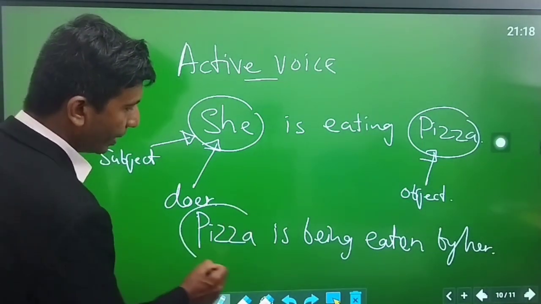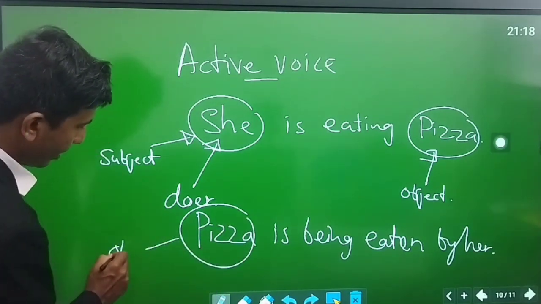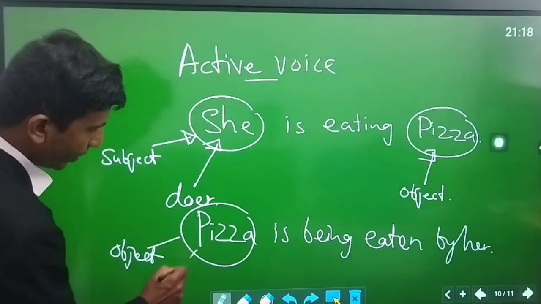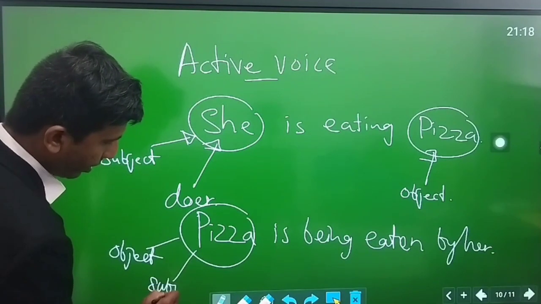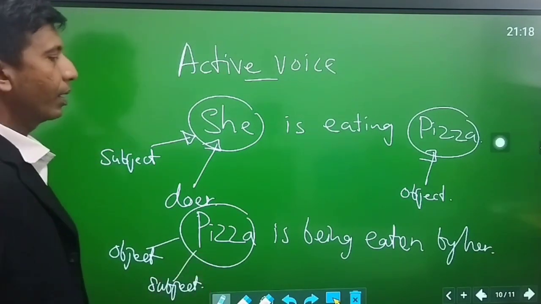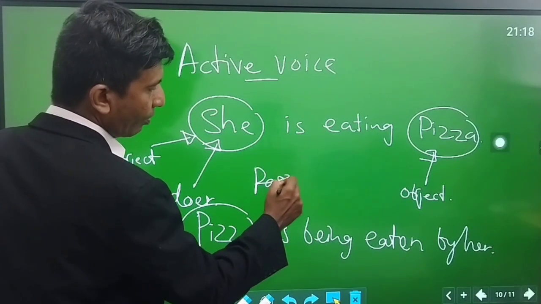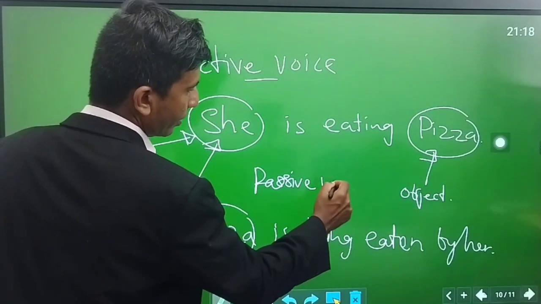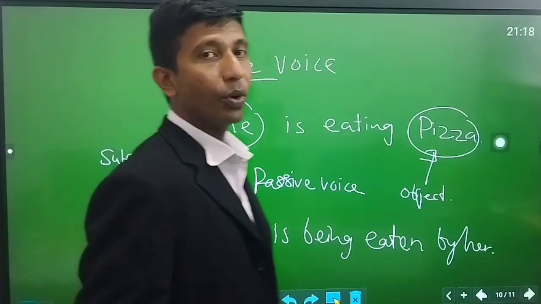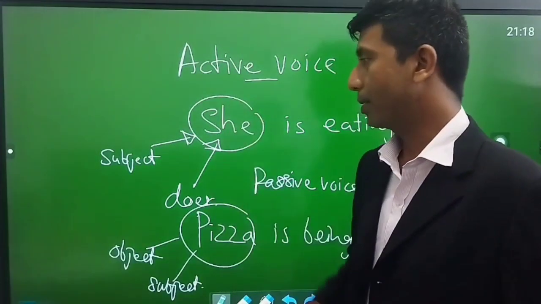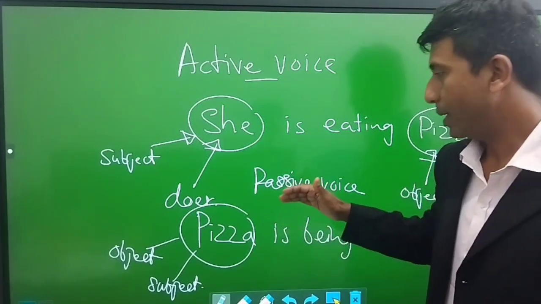Why is this passive voice? Pizza is the object as well as the subject of the sentence. Now you know what active voice is, and you know what passive voice is.